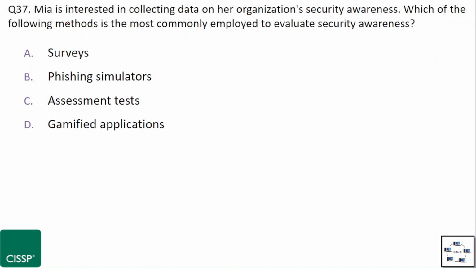Question number 37. Mia is interested in collecting data on her organization's security awareness. Which of the following methods is the most commonly employed to evaluate security awareness? The options are option A, surveys, option B, phishing simulators, option C, assessment tests, and option D, gamified applications. And the correct option is option A, surveys.